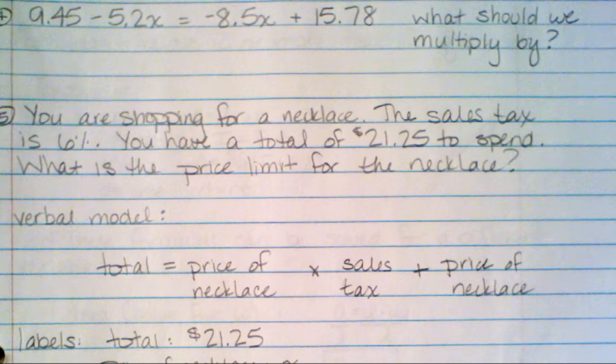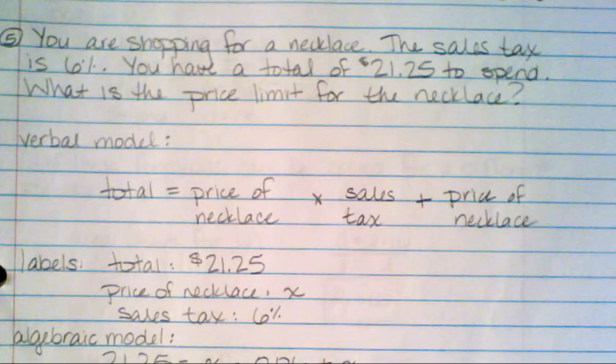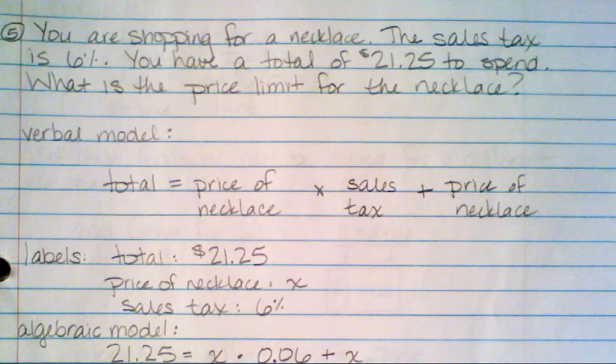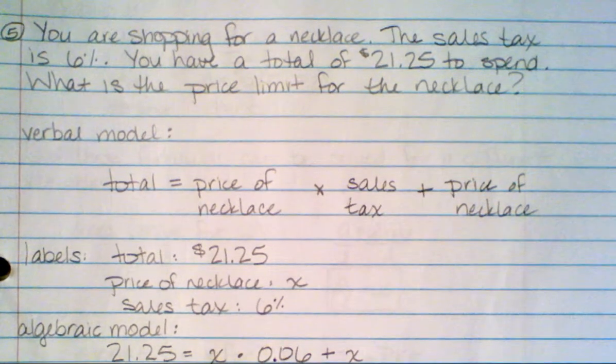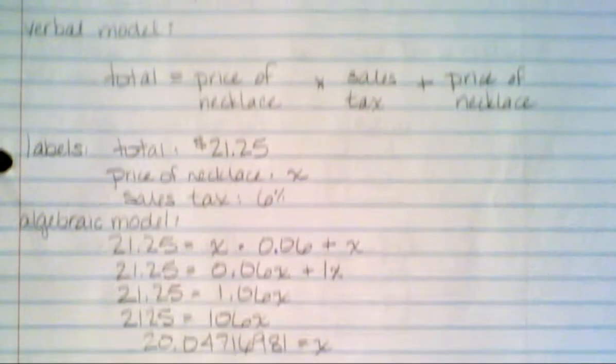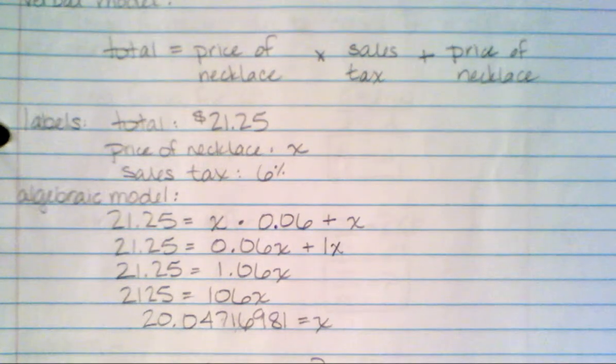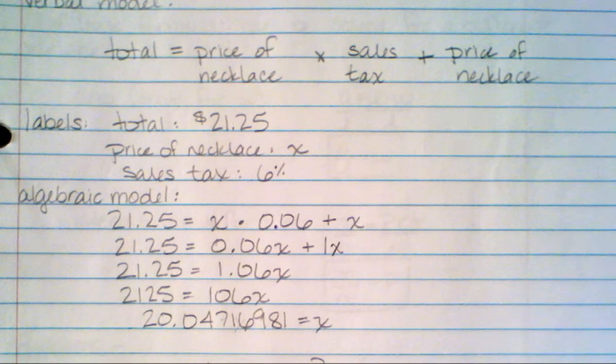So then our total is $21.25. The price of the necklace we're going to say is x, and then the sales tax is 6%. So this is a real life application of solving equations with decimals. And so we substitute in our algebraic model, we put in our variables and our numbers, and we solve. And we find out that it's $20.471698.